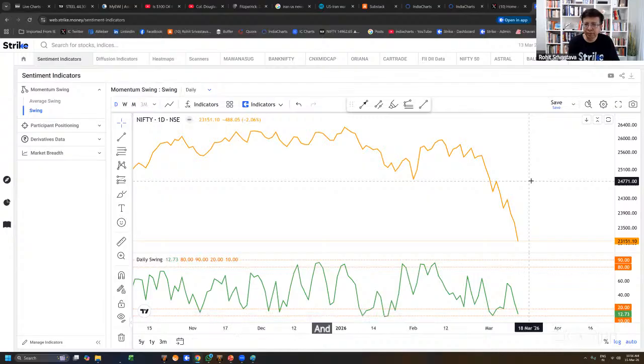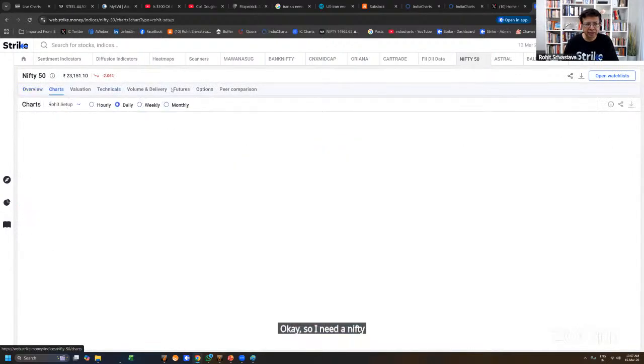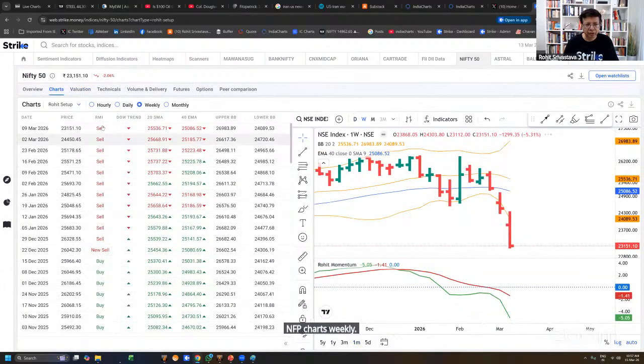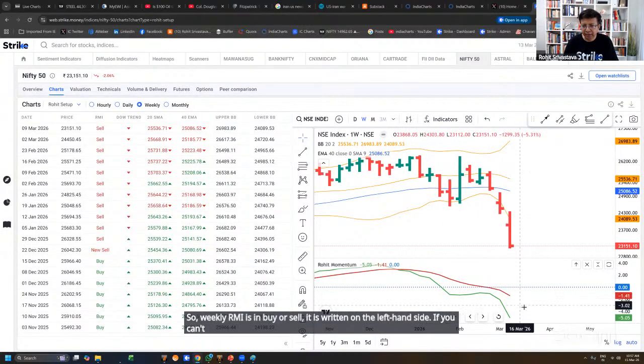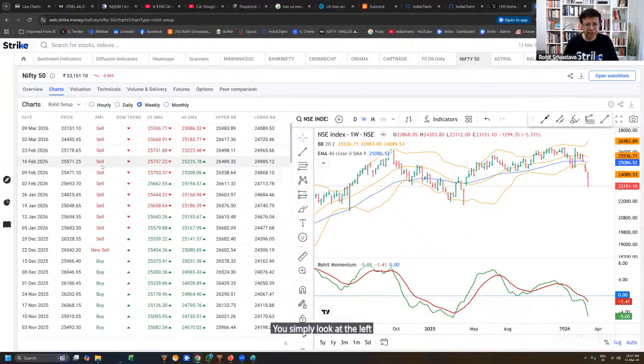And in a multi-time frame approach, whenever the weekly RMI is in sell, on the daily swing, we look for overbought readings to buy puts. Very, very simple. And similarly, when the weekly RMI is in buy for the Nifty, I need a Nifty weekly reading. So I have to go to the Nifty charts, weekly. So is the weekly RMI in buy or sell? It is written on the left hand side. If you can't read the indicator and tell whether it is buy or sell, you simply look at the left hand side, it says sell.